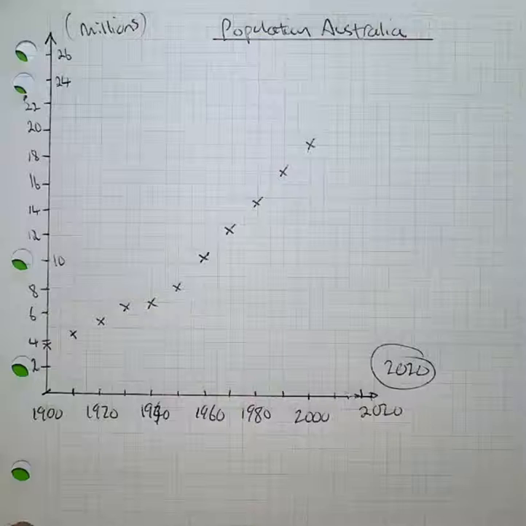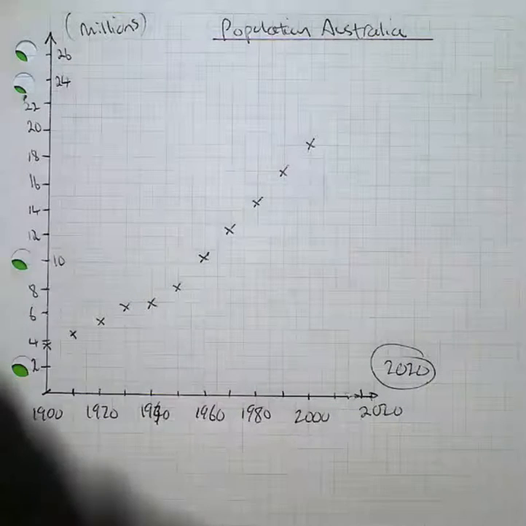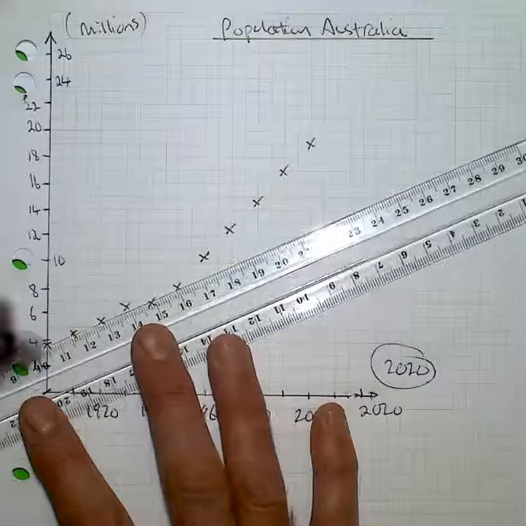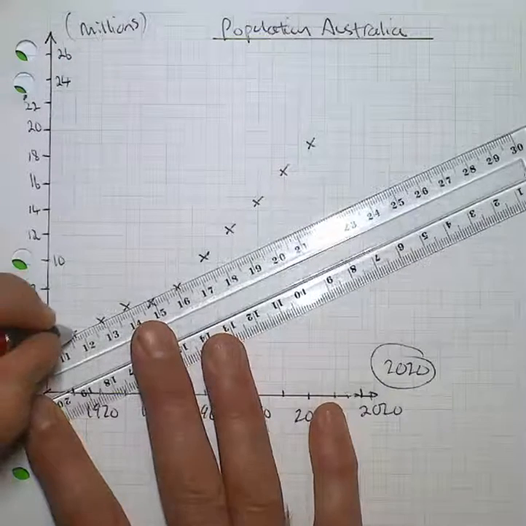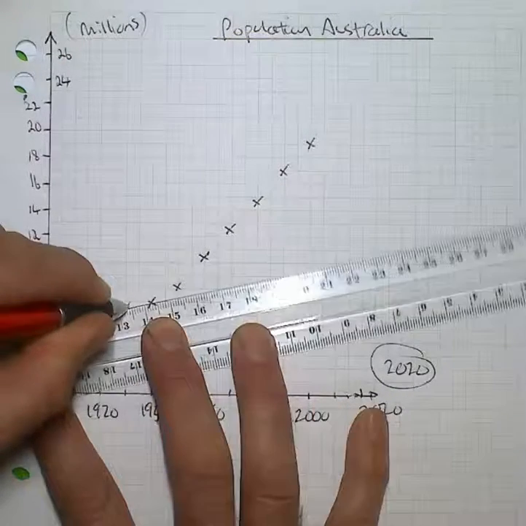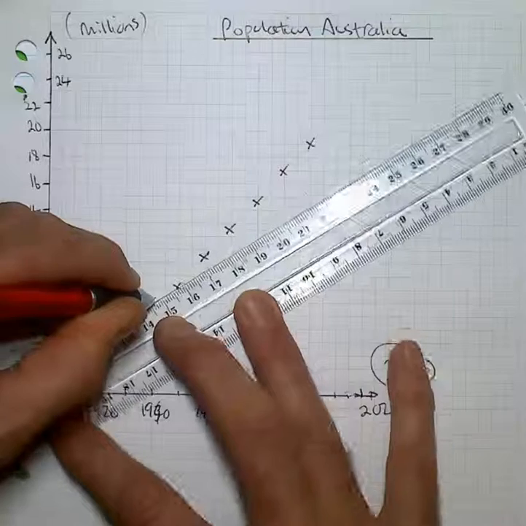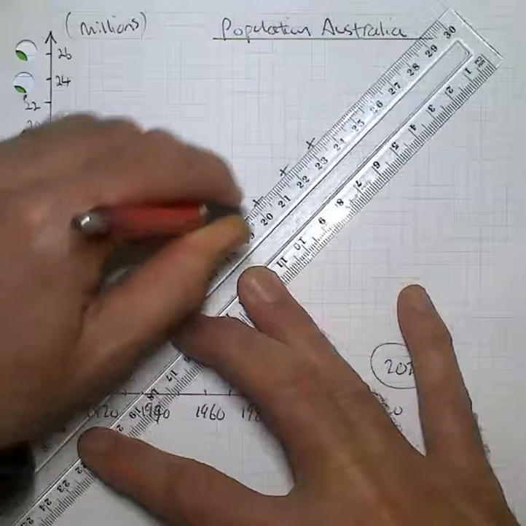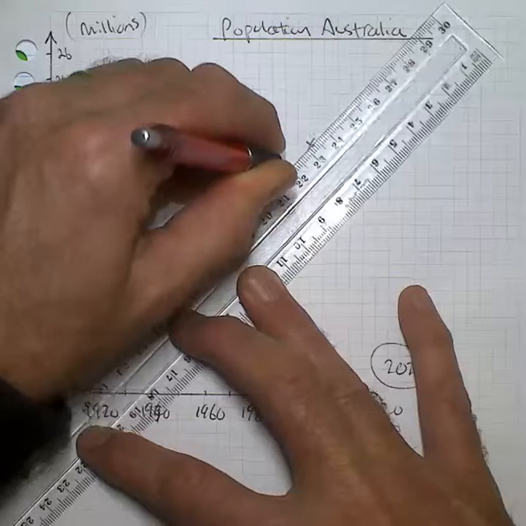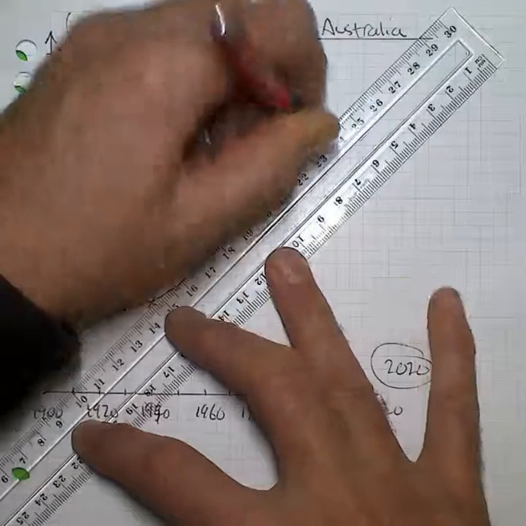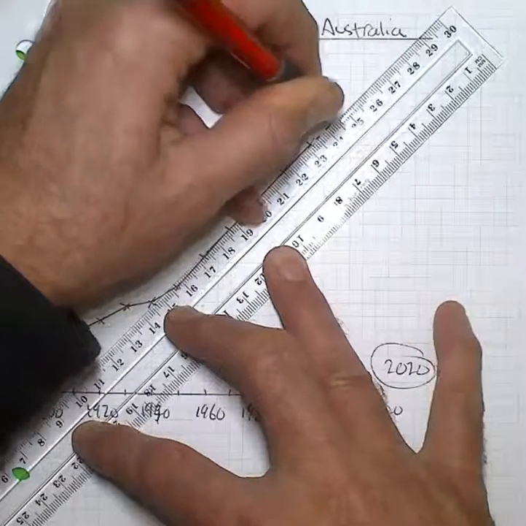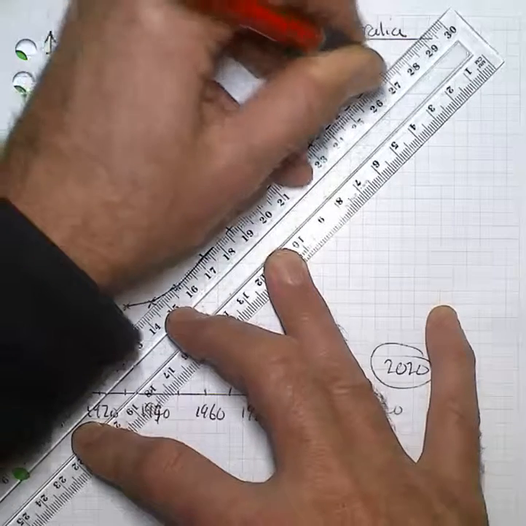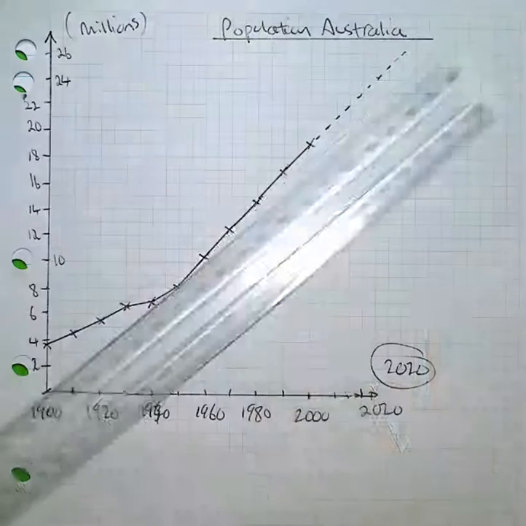Now having put all my points in, I'm just going to join them dot to dot using my ruler. A nice clear plastic one on this occasion. Notice by angling the ruler, being a clear plastic one, I can see exactly where I'm going. Now what I'm going to do here, I'm just going to continue that line a little bit further because I suspect I'm going to need it for an additional question.